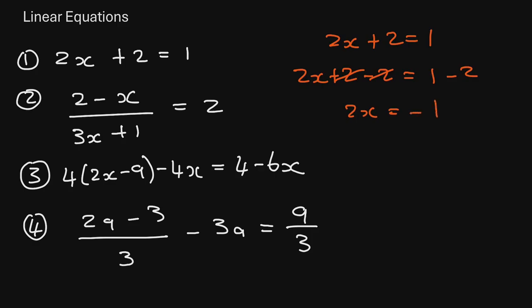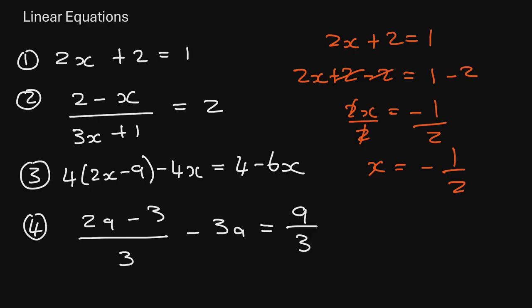So now, if you want to get rid of this 2 here, which is a coefficient of x, you need to divide by 2. But now what you do on your left, you also do on your right. So you divide by 2 on the other side. That is why this will cancel out, and then you have x is equal to negative 1 over 2. So that is how you would solve the linear equation.